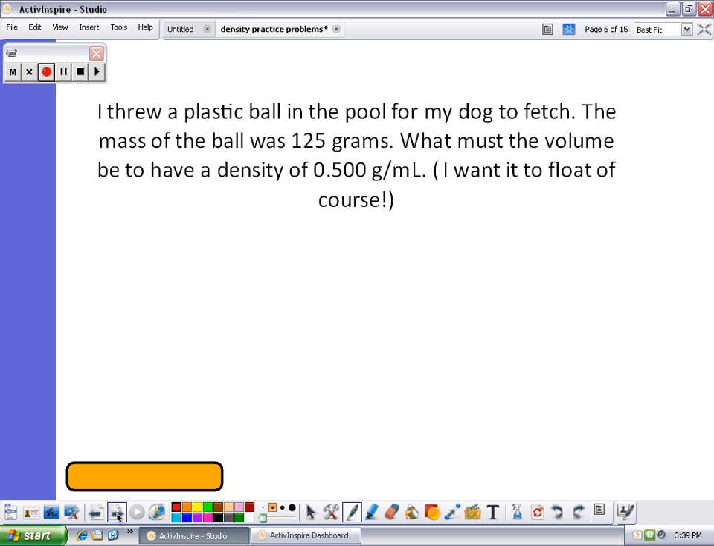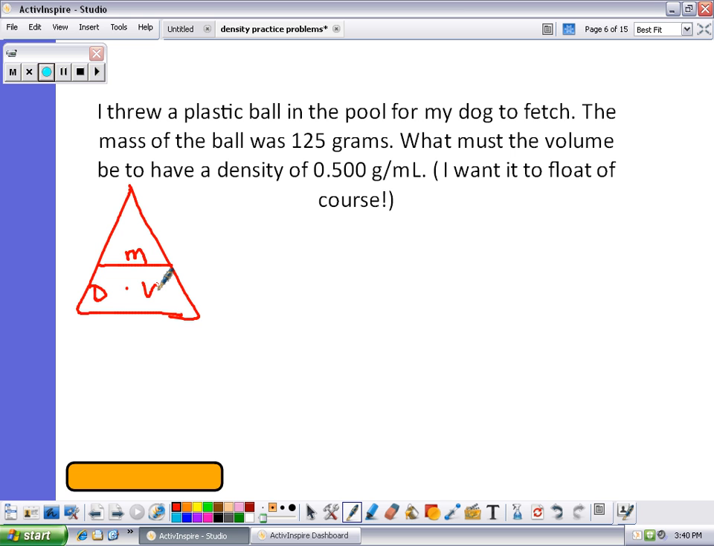Next question. I threw a plastic ball in a pool for my dog to fetch. The mass of the ball was 125 grams. What must the volume be to have a density of 0.500 grams per milliliter? I want it to float, of course. Go ahead and pause the video and do the problem. Use your triangle.